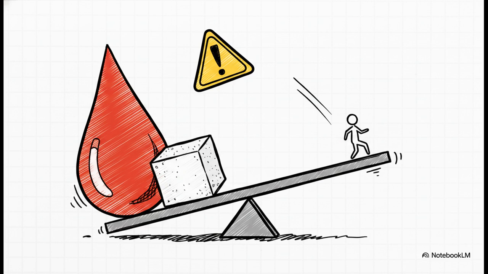A blood glucose level might be a huge number, like 150, but a body mass index might be a really small number, like 25. If we don't mathematically shrink these numbers down so they are on the exact same scale, the massive glucose numbers will completely overpower and drown out the smaller BMI numbers when the computer calculates the distance. It totally skews the results.